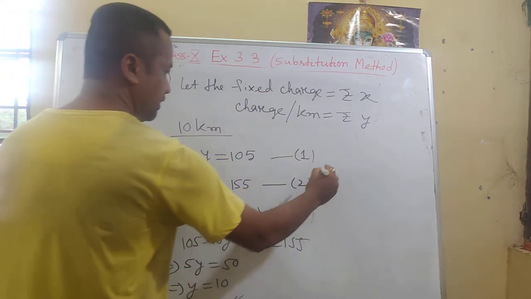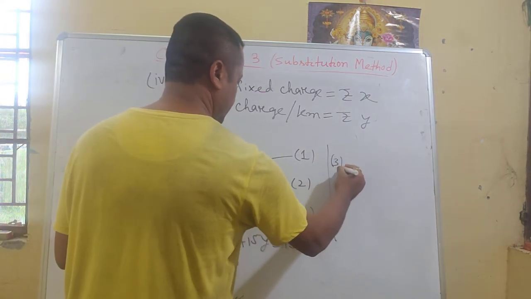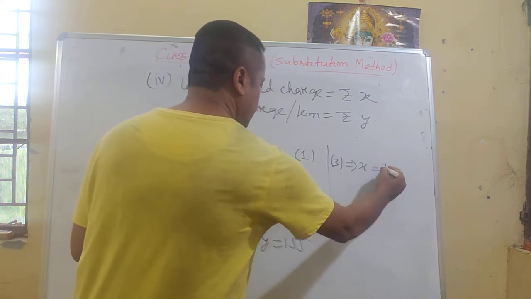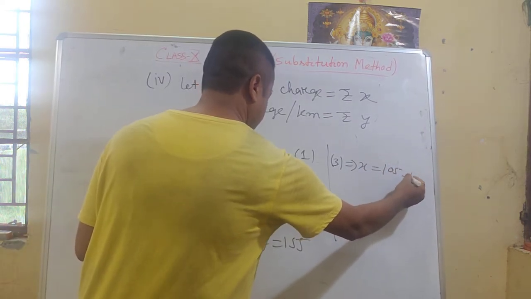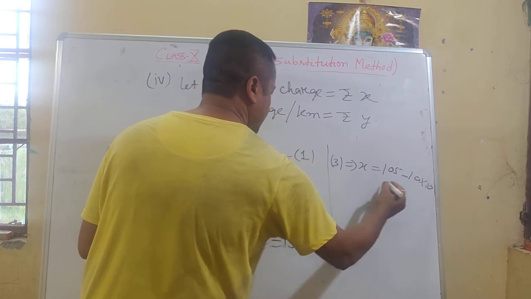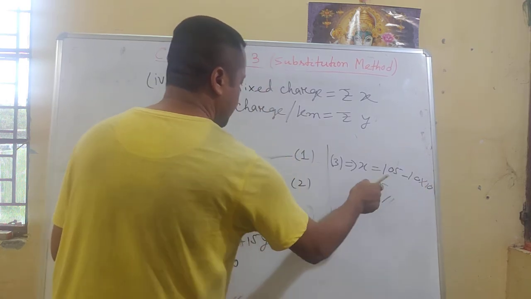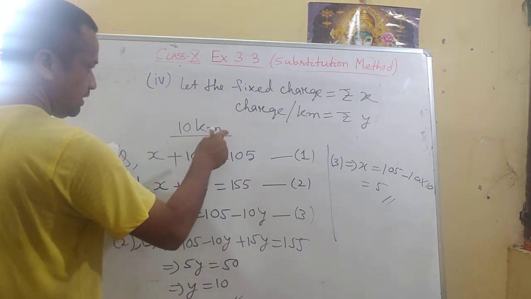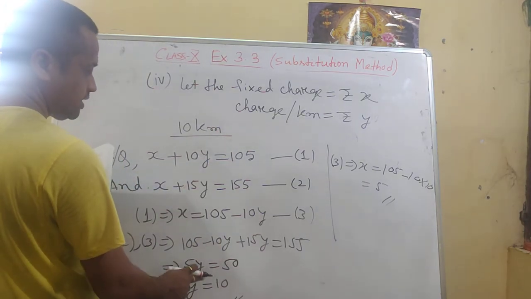So from 3, x is equal to 105 minus 10y, that is 10 into 10, so x is equal to 5 and y is equal to 10. That is, fixed charge is rupees 5 and charge per kilometer is rupees 10.